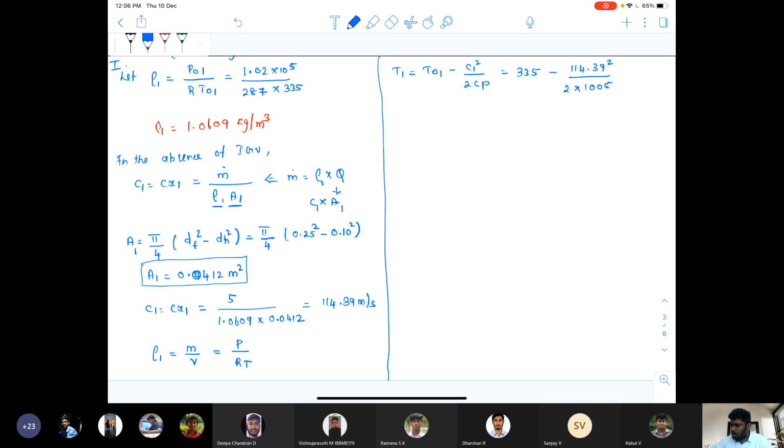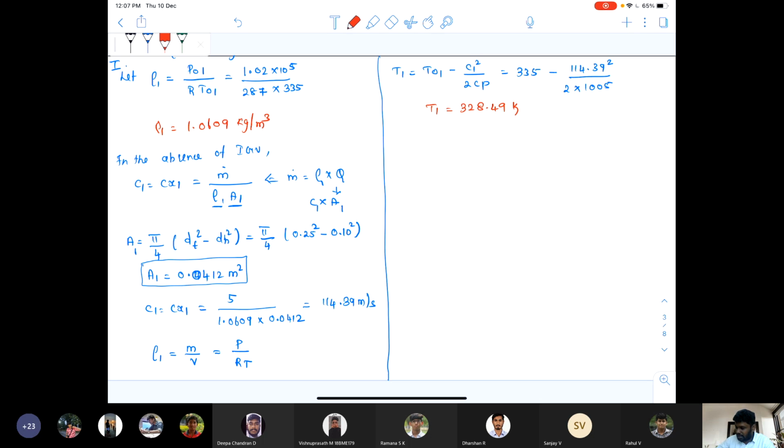Now on calculation, you will be getting the value of T1 as 328.49 Kelvin. The value of T1 can be found by using these formulas, and T1 has been calculated as 328.49 Kelvin. Now with this value of T1, you can find the value of P1.